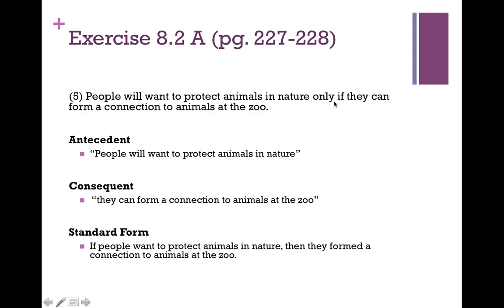And whenever you see only if, basically you just leave everything in place, and you just say if people want to protect animals in nature, then they can form a connection, or they did form a connection to animals at the zoo. So P only if Q, that's a non-standard form. Standard form would be if P then Q.